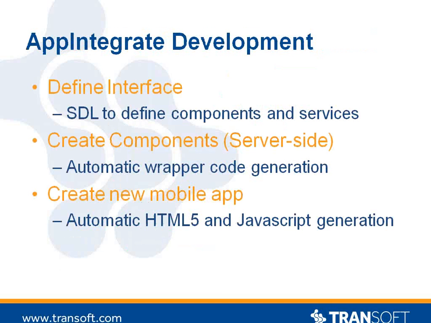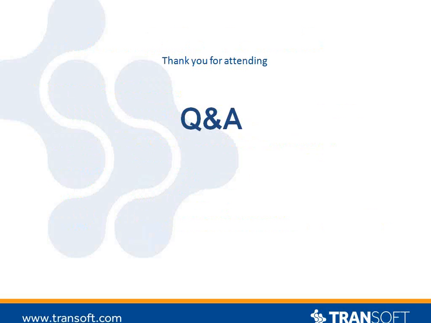Okay, so in AppIntegrate, we defined an interface with the service definition language. We created the components on the server side. All the code was generated automatically for us, and then we had the HTML and JavaScript automatically generated, which we then modified and created a proper app with.